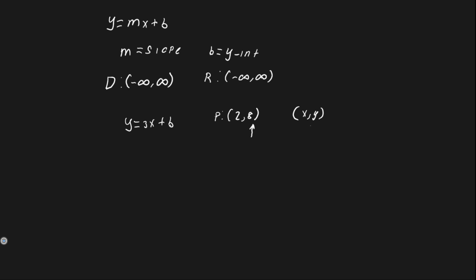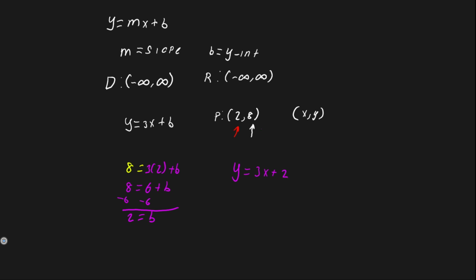So we're going to replace y with 8 and x with 2. So we have 8 is equal to 3 times 2 plus b, where we have 8 is equal to 6 plus b, where we just go ahead and subtract 6 from both sides. So we get 2 is equal to b. So our equation is going to be y is equal to 3x plus 2.